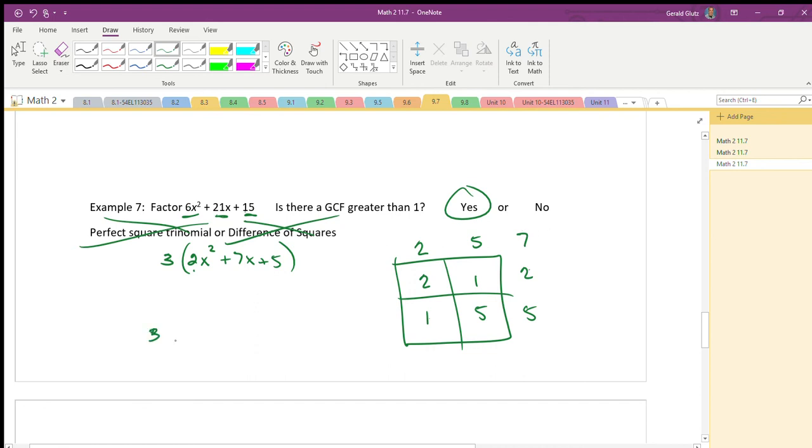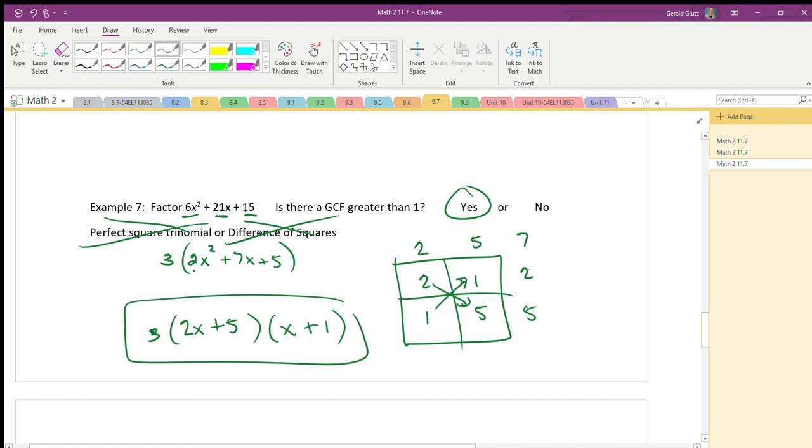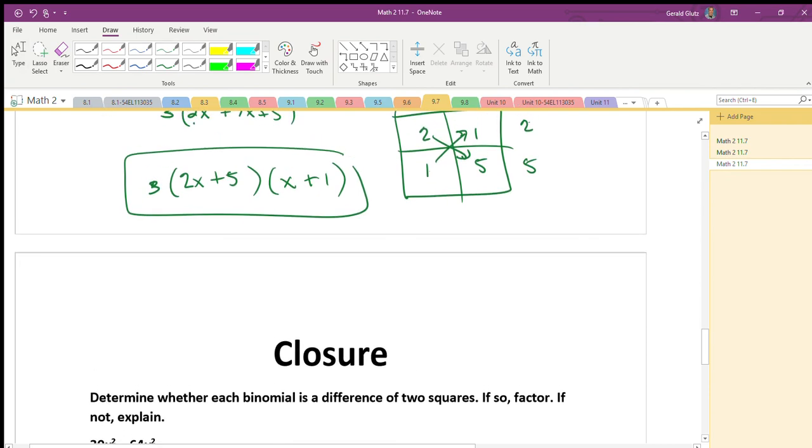So I still have a 3 on the outside of these parentheses here. So I take the top left, multiply that times x, add its diagonal, so 2x plus 5. Take the bottom left, multiply times x, add its diagonal, so x plus 1. And that is your answer. And that is it for the notes.